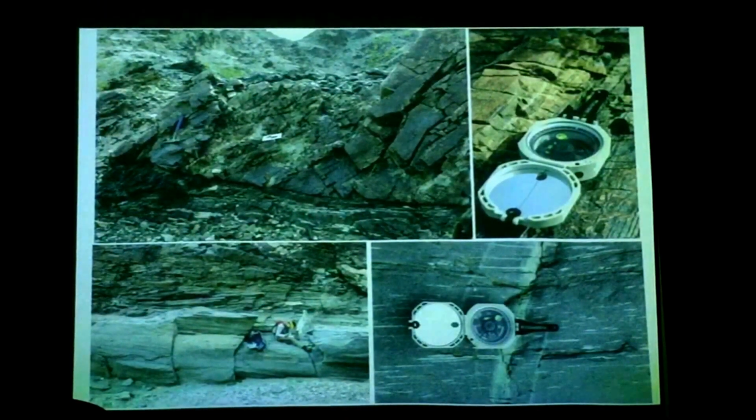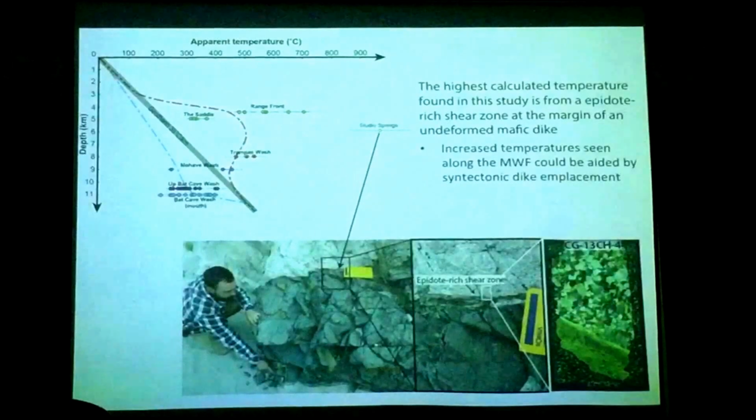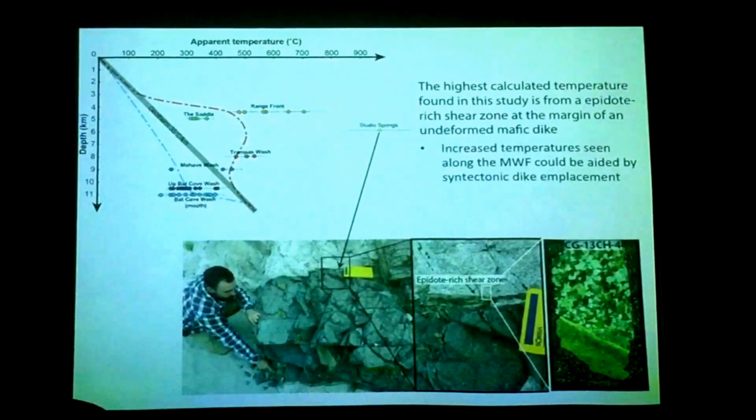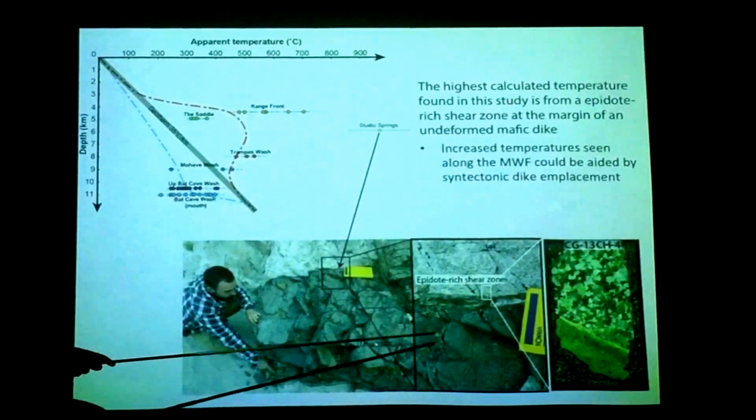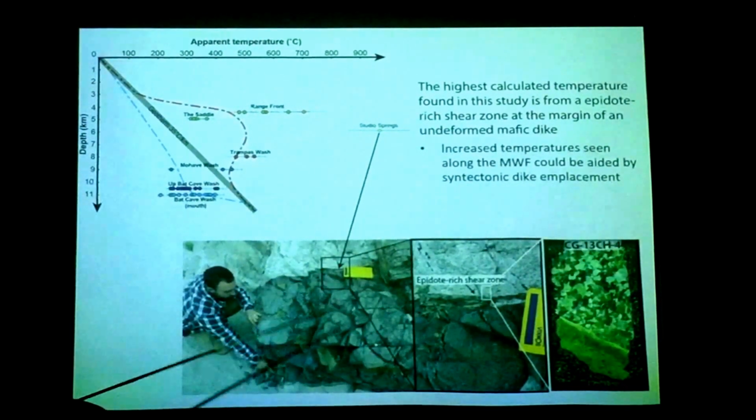I think that the presence of many syntectonic dikes could be a possibility. Here we see in Back Cave Wash dikes intruding, in some cases, into the damage zone of the Mojave Wash, with lineations parallel to the regional extent of 050. A single temperature calculated from a quartz epidote mineral pair from the margin of this 1 meter thick mafic dike gives a temperature of around 950 degrees. So it's interpreted that these dikes could influence the temperatures along the fault, as well as potentially helping drive some fluid migration.